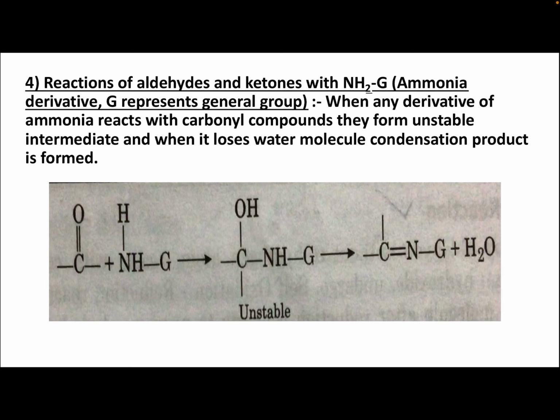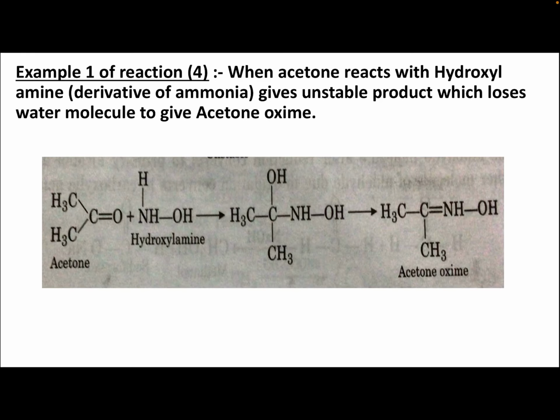So the carbonyl group is there, NH2G, this is the ammonia derivative, an unstable intermediate is formed, and which by loss of a water molecule a condensation product is formed. So this is the reaction of aldehyde and ketone with an ammonia derivative, we are getting this type of condensation product. Example 1 of this reaction, when acetone reacts with hydroxylamine, that is a derivative of ammonia, it gives an unstable product which loses a water molecule to give acetone oxime.